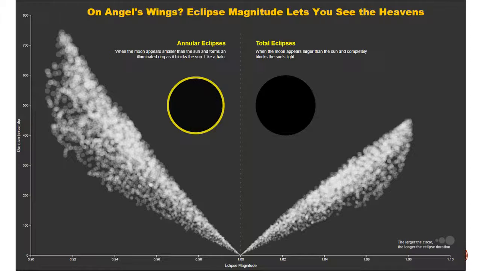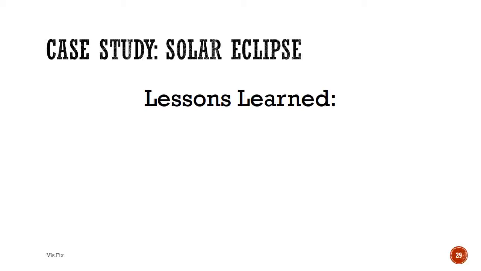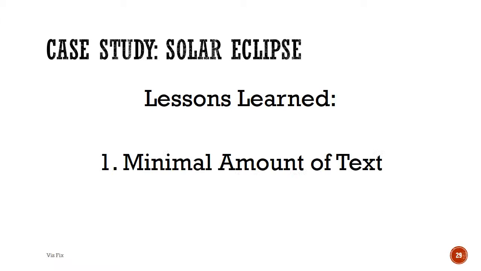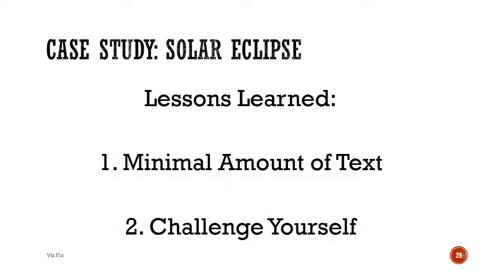It explains the two main types of eclipses, annular and total. The title is playful, alluding to the wing shape of the scatter plot and the halo of the annular eclipse. And then lastly, I used charcoal instead of black to add depth. My lessons learned so far: I didn't have a lot of text, but the text I had was effective at adding a lot of value. And I went beyond the limit of what I thought I could do with SVG. You really do need to challenge yourself.